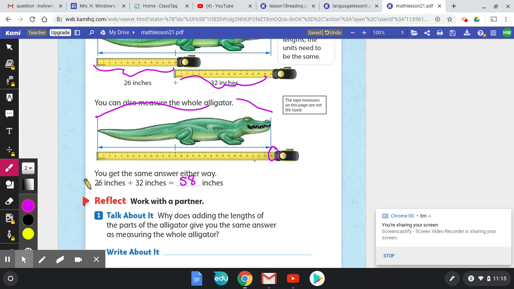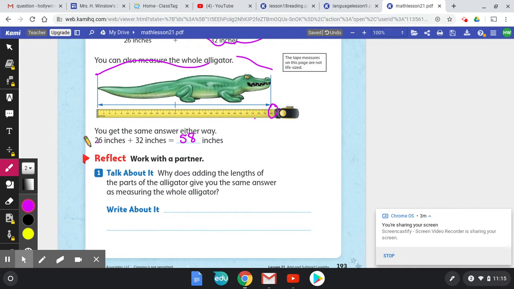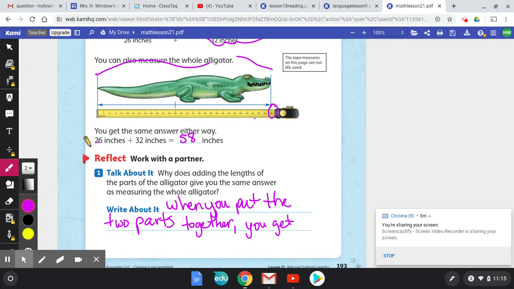And if you look very closely when they measured this, they came up with 58 inches because they are counting by twos. All right, so why does adding the lengths of the parts of the alligator give you the same answer as measuring the whole alligator? Think about that for a second. Why does adding the lengths of the parts of the alligator give you the same as measuring the whole alligator? Well, when you put the two parts together, you get the length of the whole alligator.